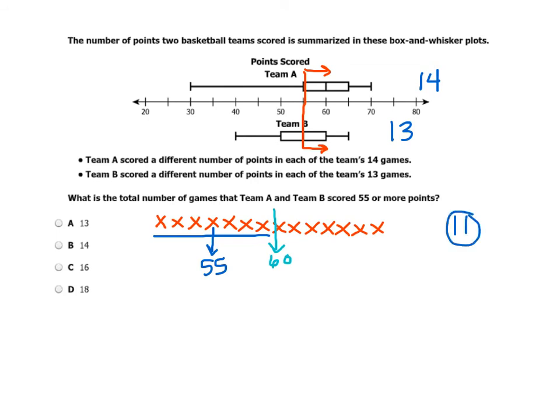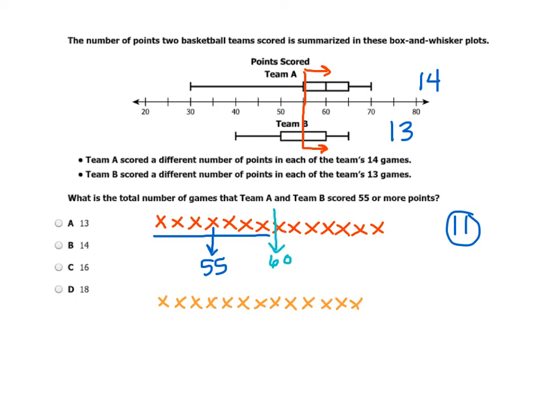Now you're going to do the same thing with the second team, and I want you to try it on your own. Draw out your 13 X's. Find where the median was. Count the median and up, because that is where you had 55 or higher. I'm going to pause it and draw my 13 X's. All right. And again, switch colors.